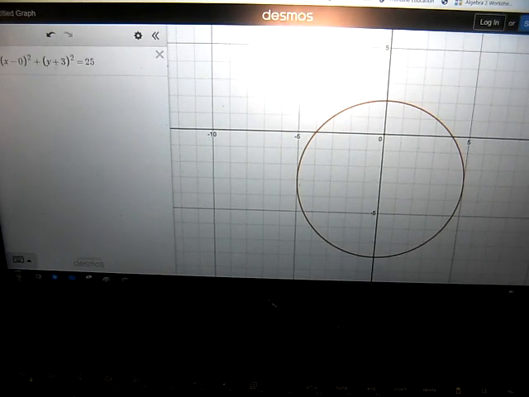So our center is at 0, -3. So 1, 2, 3. There's our center point. And we have a radius of 1, 2, 3, 4, 5. To the left, to the right, down, and up is all 5 from the center point.